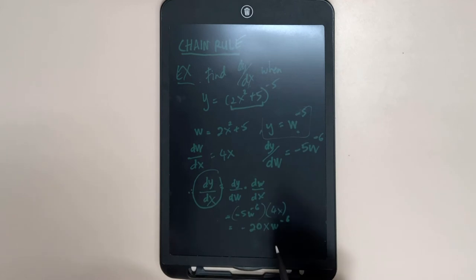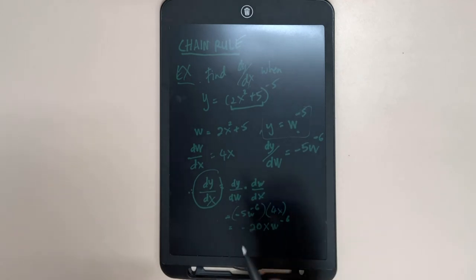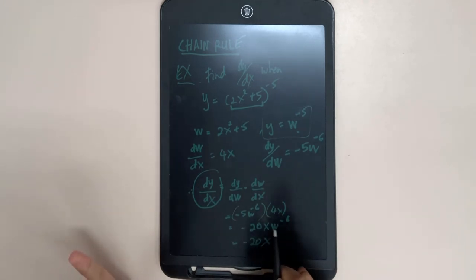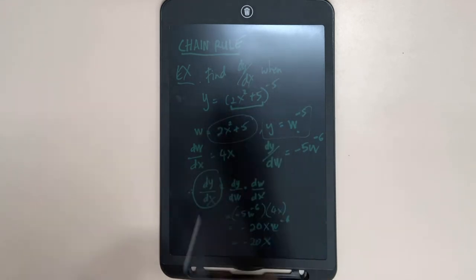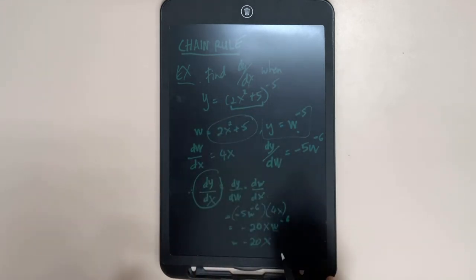So you can see that you have a w here, right? So what do we do next? Okay, negative 20 x remains. So now this w you need to replace back with the original one, which is this one. So you will substitute back 2x squared plus 5.